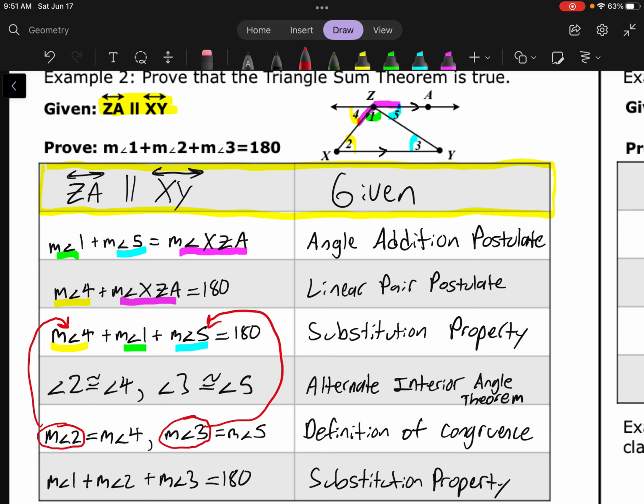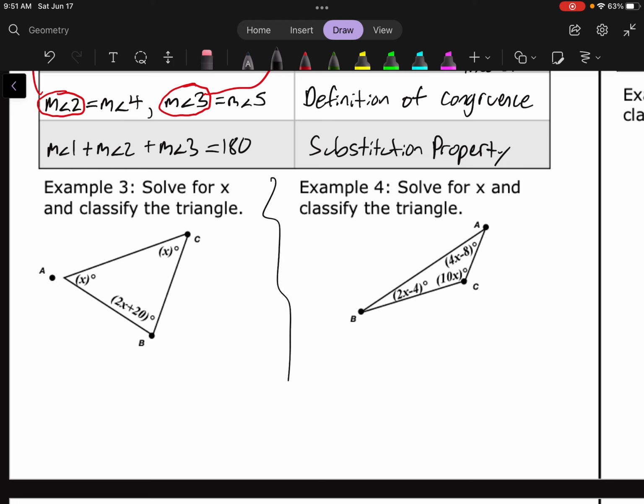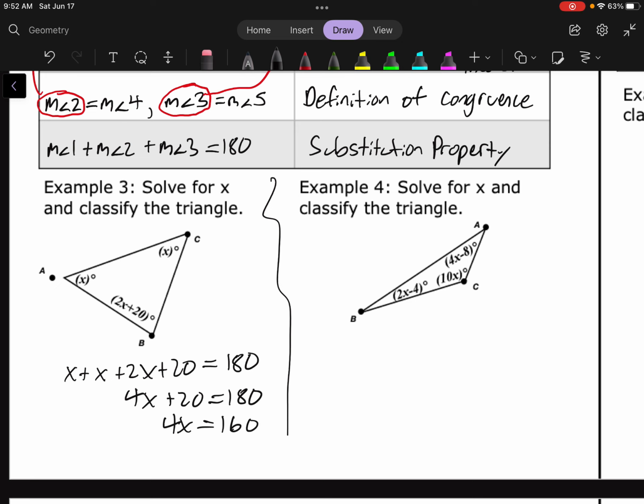Okay, so let's dive in a little bit further here and take a look at some examples. This one just says solve for x and classify the triangle. Easy enough. We've got those 3 interior angles. Let's add them all up. If I add up all 3 interior angles and know that they got to add up to be 180. Combine some like terms here, x and 2x, that's 4x plus 20 is equal to 180. If I subtract the 20, I get 4x is equal to 160. Divide, and x is 40.